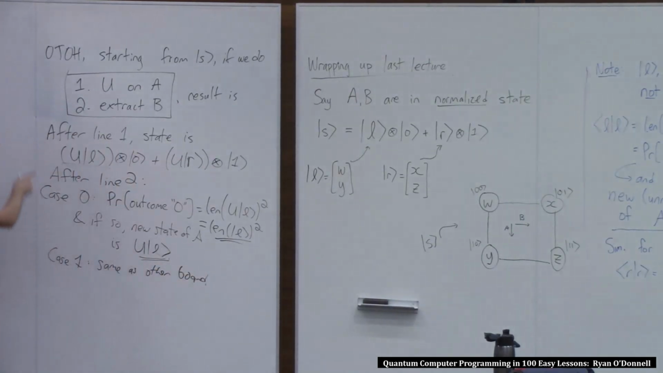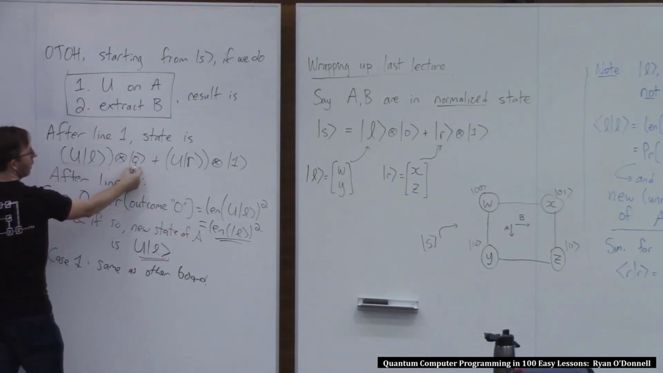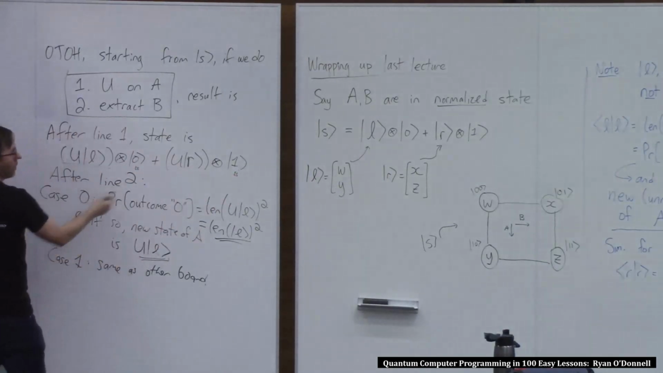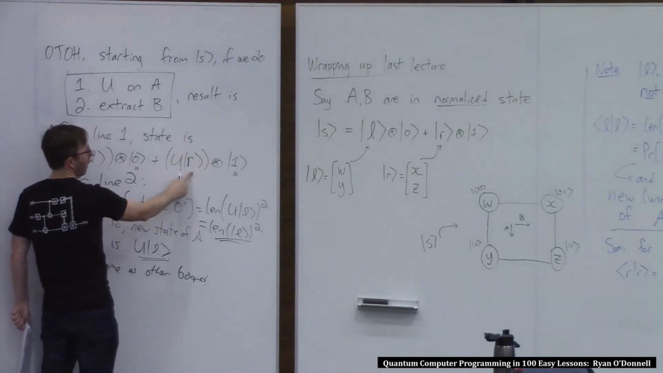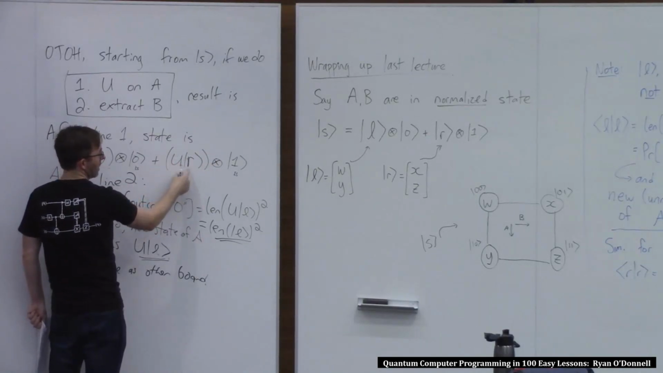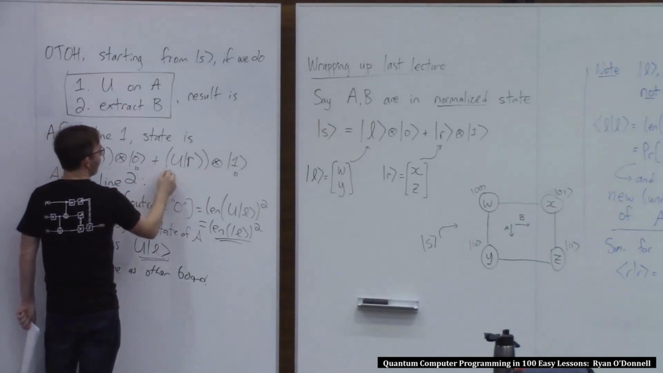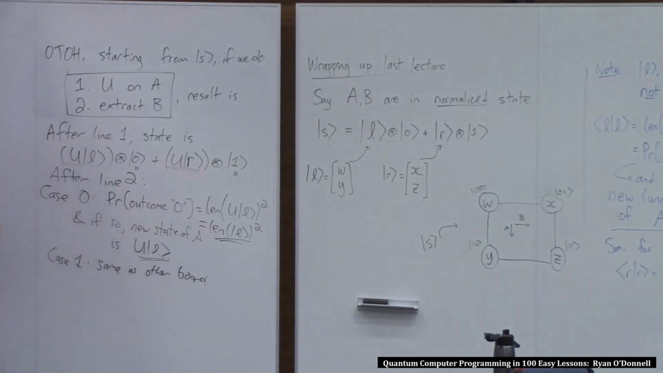Okay, that's because from this state, if you do extract on the second qubit B, this is the B part here, the probability of seeing 1 is the squared length of this, U times ket R, and the length of that is the same as the length of R. So we again get the length of R squared, and again, this is the state that A will be in if you do see measurement outcome 1.